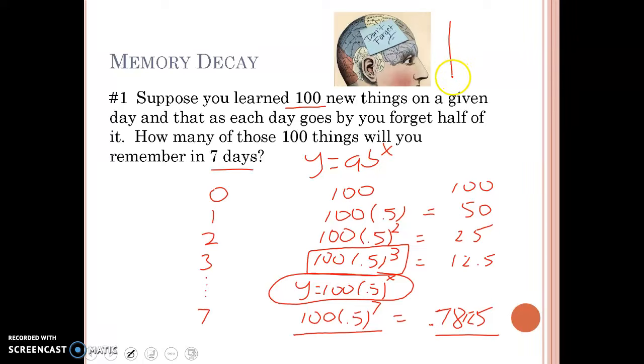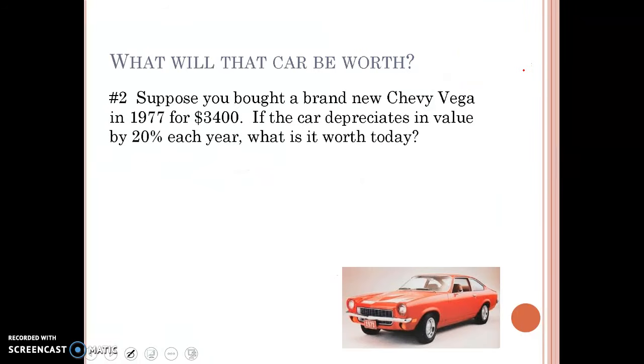If we were to graph it, it would look something like this. We started with 100 things, and then 50 things, and then 25, and then 12.5. It starts shrinking fast, and then it just kind of levels out. Notice it will never be equal to 0. We could take half of 0.78125, and half of that, and half of that, and half of that. We're going to get closer and closer to 0, but it would never really touch it. We're going to talk more about graphing tomorrow. Let's take a look at a different situation.